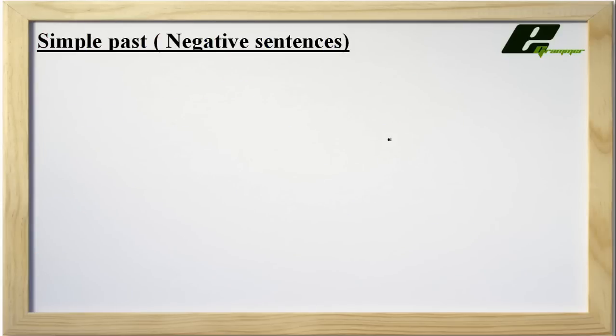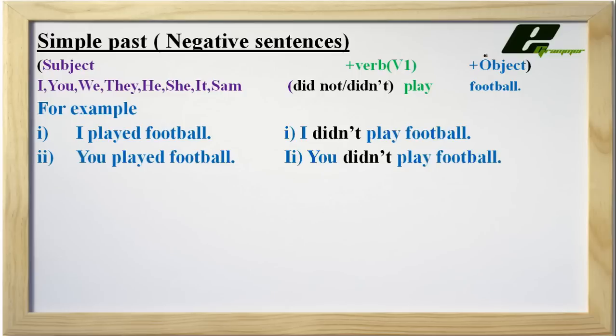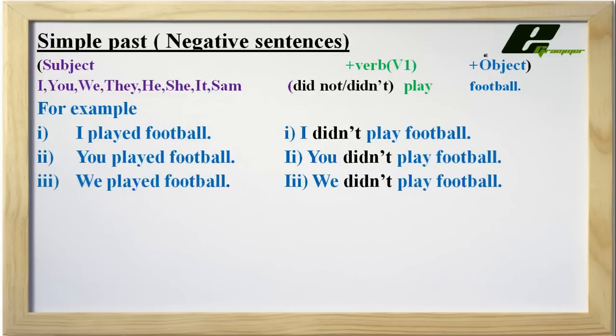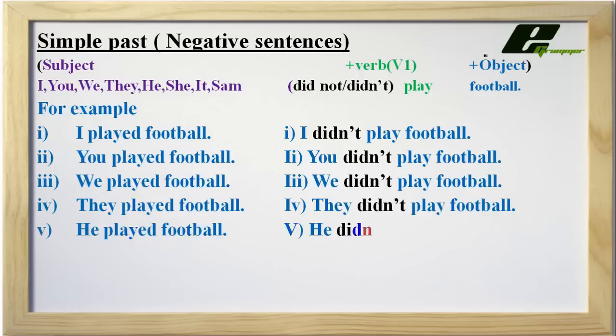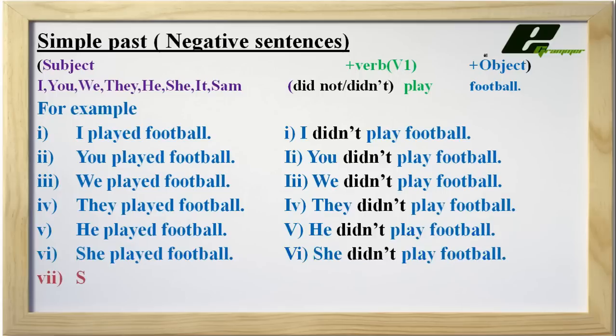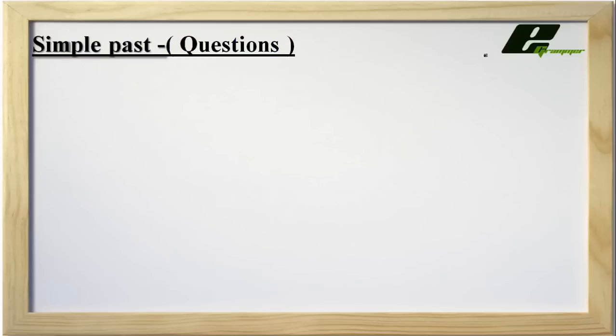Have we made negative sentences again? No. We are going to use the short forms of did not. For example, I played football. I didn't play football. Understood? Now, see another example. You played football. You didn't play football. We played football. We didn't play football. They played football. They didn't play football. He played football. He didn't play football. She played football. She didn't play football. Sam played football. Sam didn't play football. Now, let us jump to the questions of simple past tense.